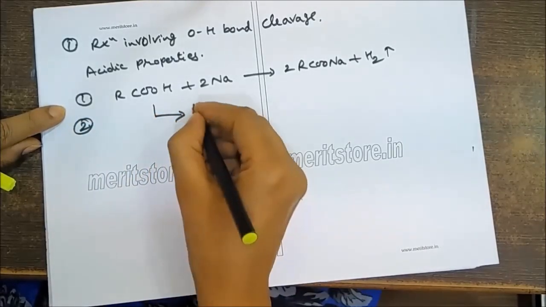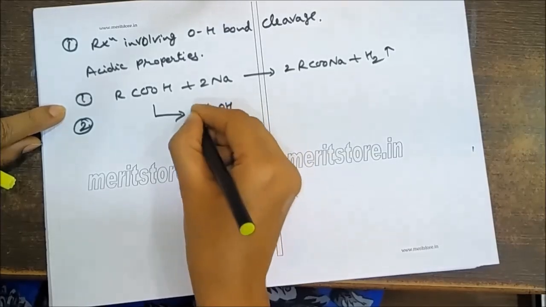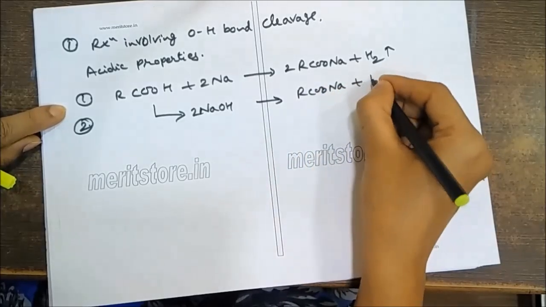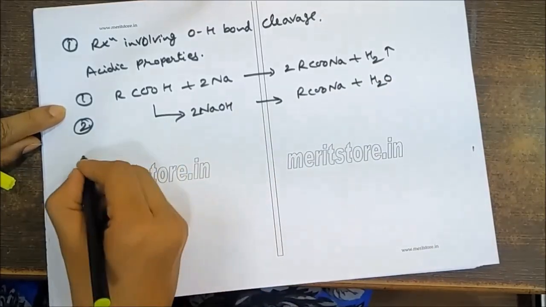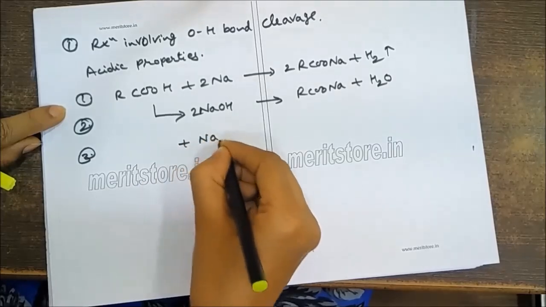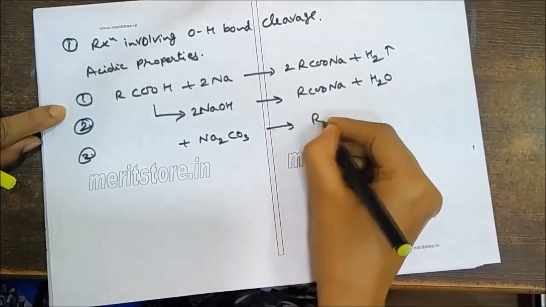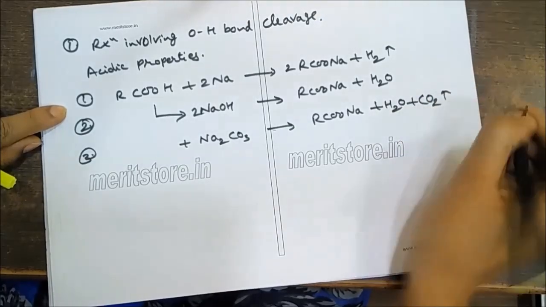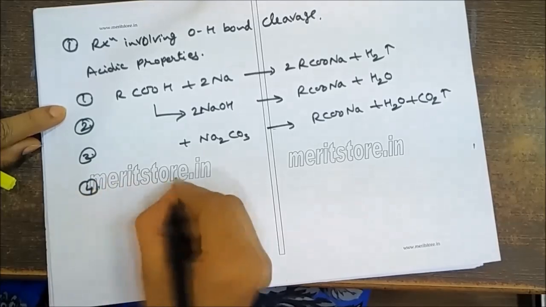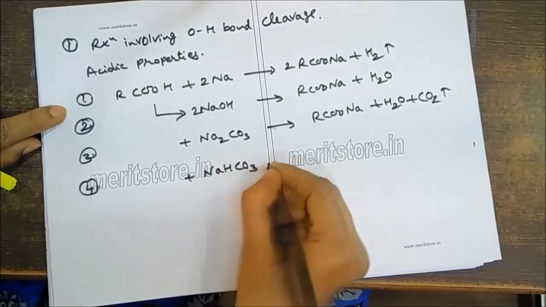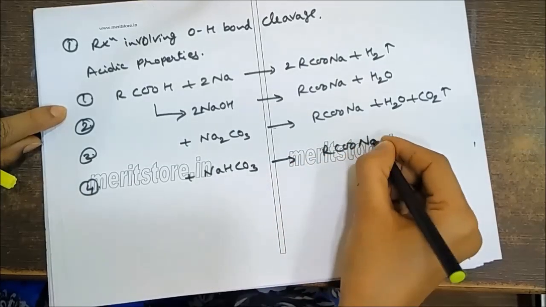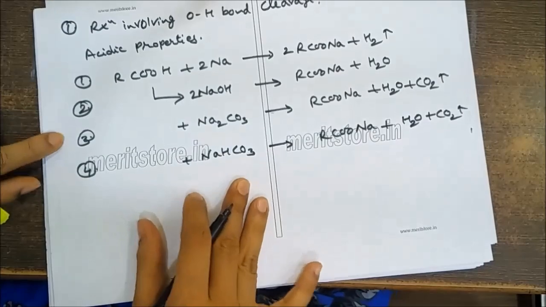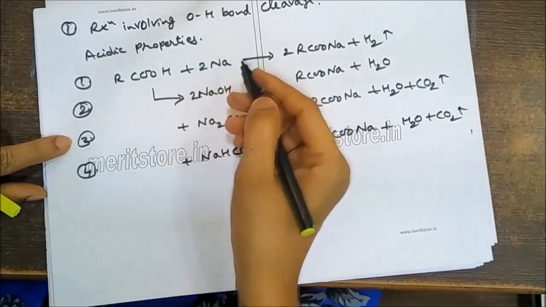If we are reacting it with sodium hydroxide, again we'll get the sodium salt of the acid. If we react with sodium carbonate, we'll get sodium salt, water and carbon dioxide gas. If we take sodium bicarbonate, we'll get sodium salt, water and again carbon dioxide gas. These are the reactions involving cleavage of the OH bond.